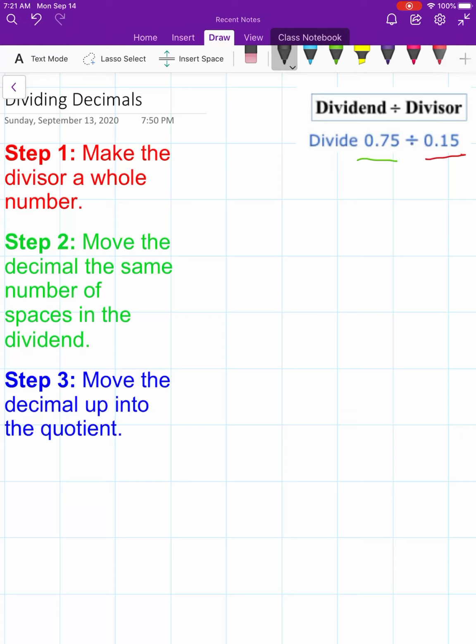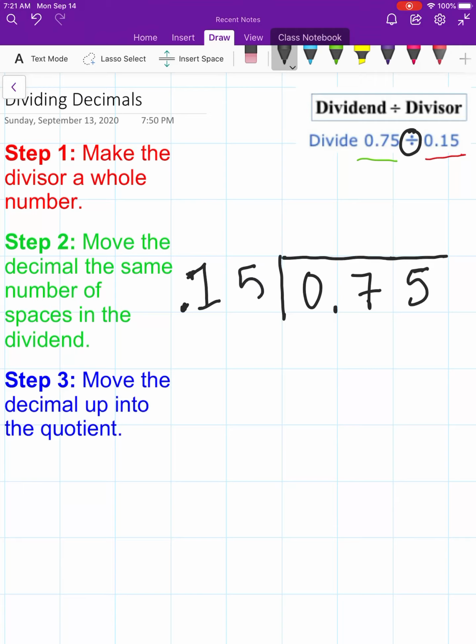So how I read this is 0.75 divided by, so that's where that little house goes. So 0.75 divided by 0.15. That's a 1. I know, it looks kind of like a 7.